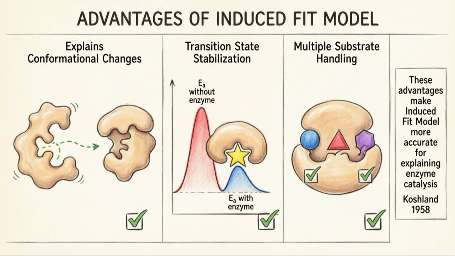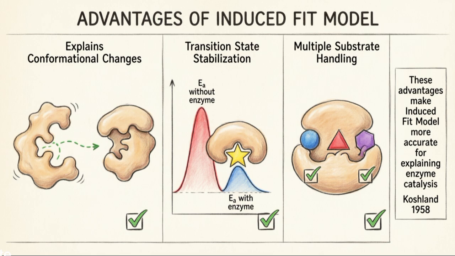The middle section is titled Transition State Stabilization. It features an energy graph with a vertical axis labeled Energy. A tall red peak is labeled IA without enzyme. A lower blue peak is labeled IA with enzyme. Next to the graph, a beige enzyme holds a yellow star shape. A green check mark is at the bottom.